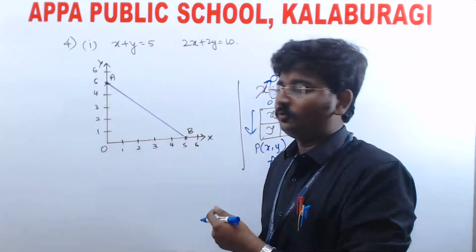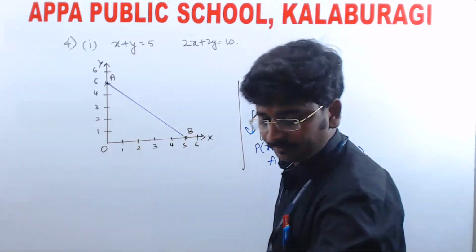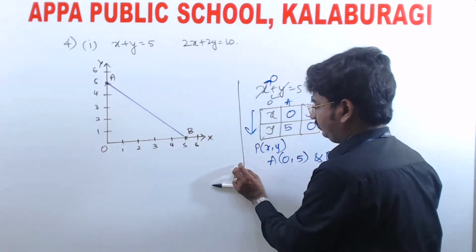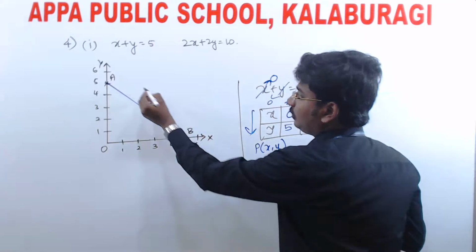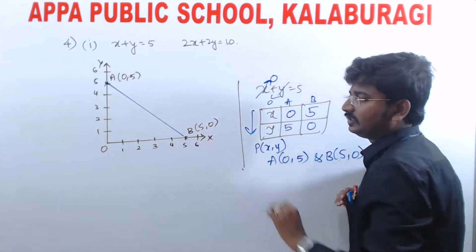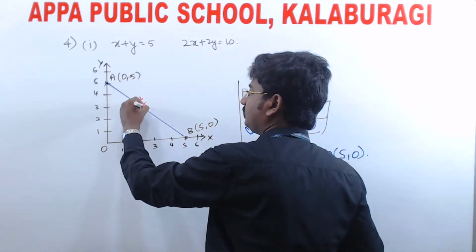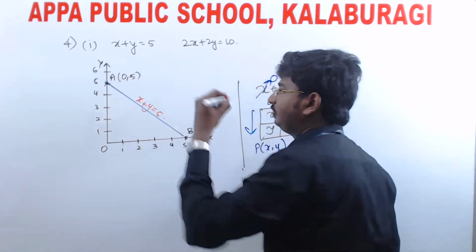So this is a linear equation in two variables, and the graphical representation is linear. What do you have to write now, extra? What is this point A? (0, 5). What is this point B? (5, 0). And the equation is most important. This is all about x plus y equal to 5.